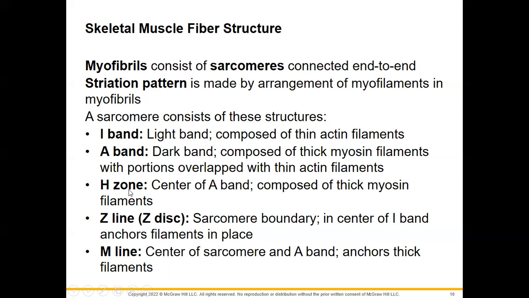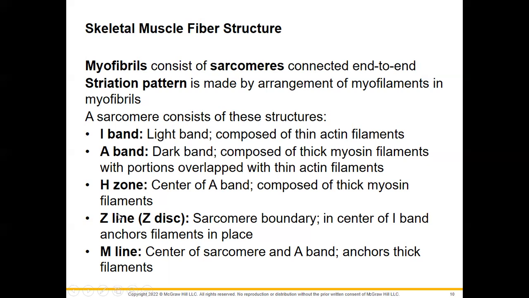Your H zone is the center of the A band, and this is composed of only your thick myosin filaments. Remember, the A band is composed of both your thick myosin filaments and your thin actin filaments that overlap. There will be a portion where you don't have any overlap with the thin actin filaments. That place where there's no overlap and you only have your thick myosin filaments, it's called the H zone.